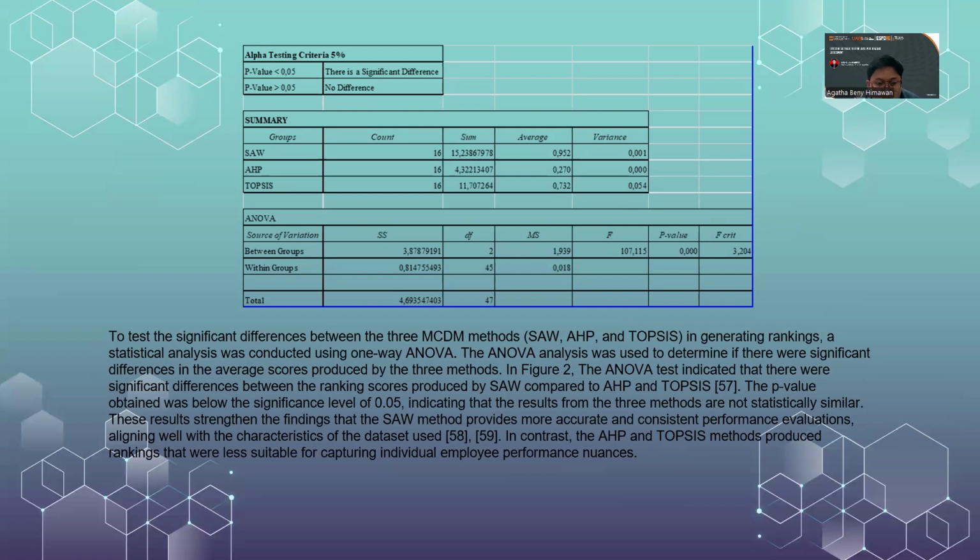The p-value obtained was below the significance level of 0.05, indicating that the results from the three methods are not statistically similar. This result strengthened the finding that the SAW method provides more accurate and consistent performance evaluation, aligning well with the characteristics of the dataset used. In contrast, the AHP and the TOPSIS methods produce rankings that were less suitable for capturing individual employee performance.